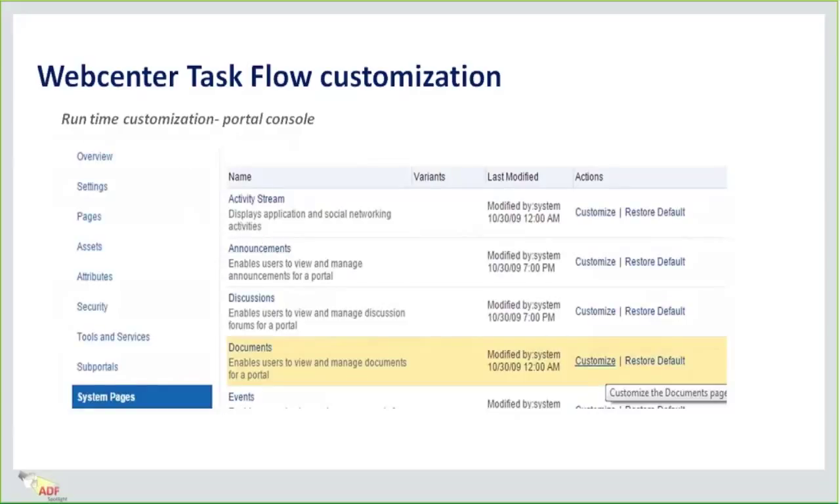There are two types of customization I will talk about. There is runtime customization, which we can do on the WebCenter portal console, and another is design time customization, which we will do on the JDeveloper side. Talking about runtime customization, we have a portal console where we can see the system pages and the different services. Here, if we click customize, we can edit the Taskflow and alter its look and feel or some of the features at the runtime portal. I will show how we can do that in the demo.